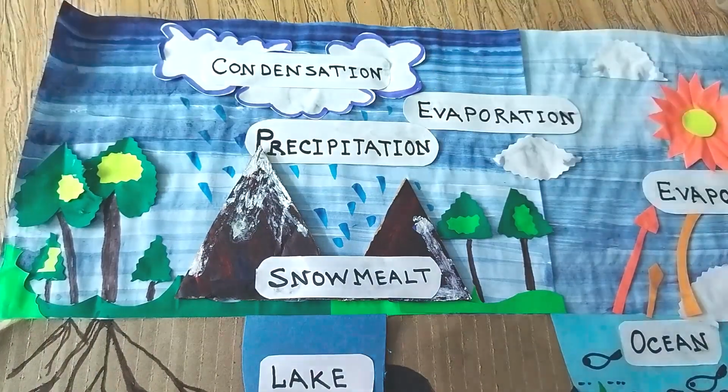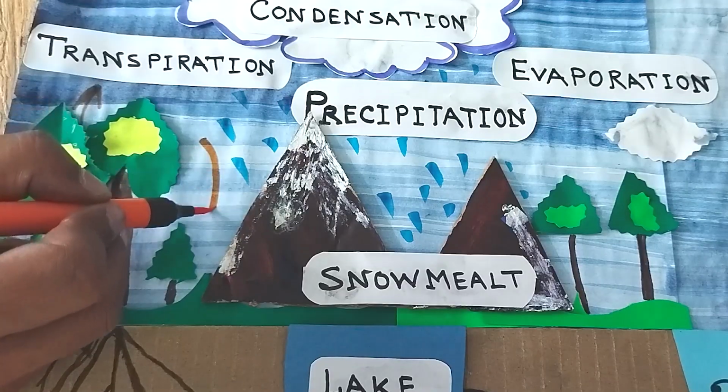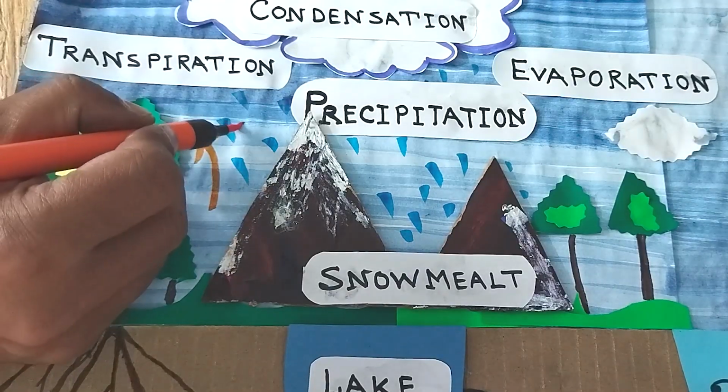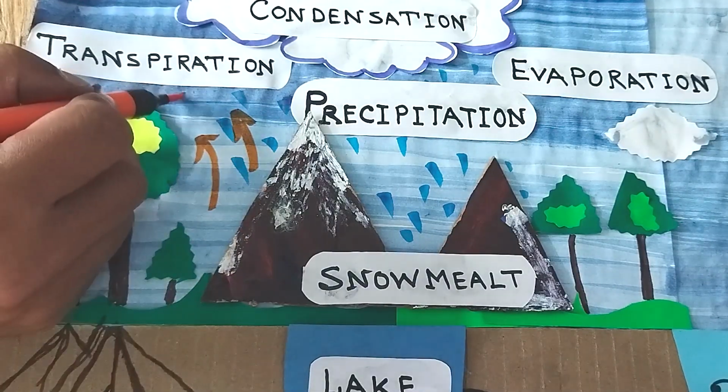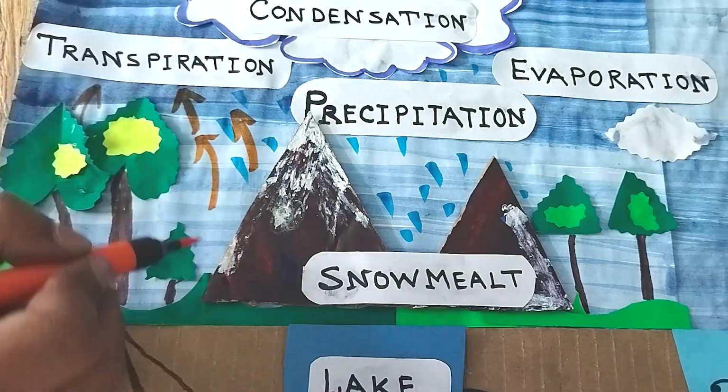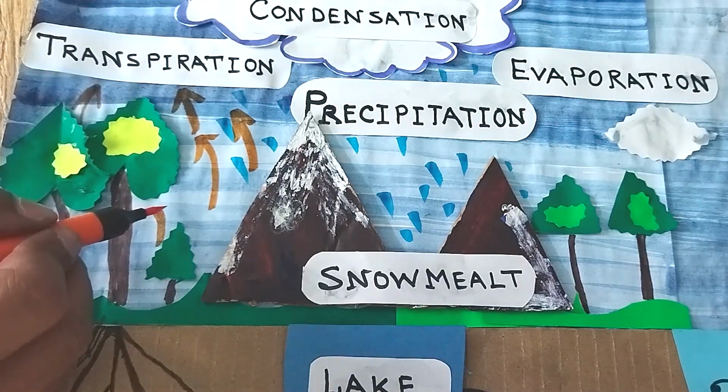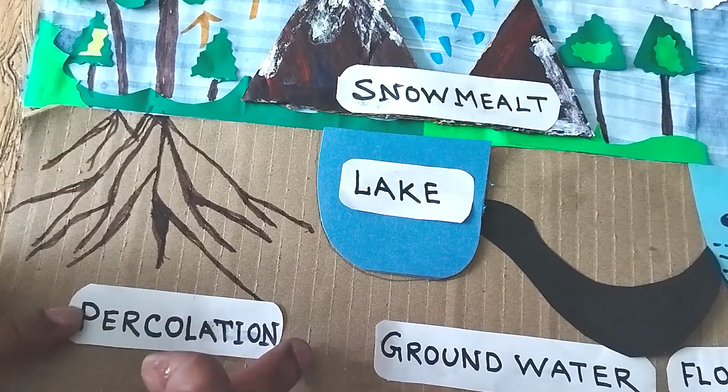Precipitation. The process of precipitation occurs when so much water has condensed that the air cannot hold it anymore. The clouds get heavy and water falls back to the earth in the form of rain, hail, sleet, or snow.